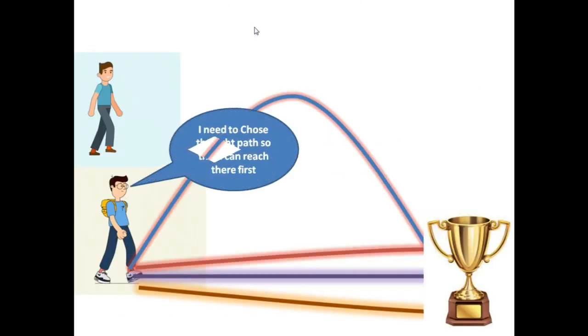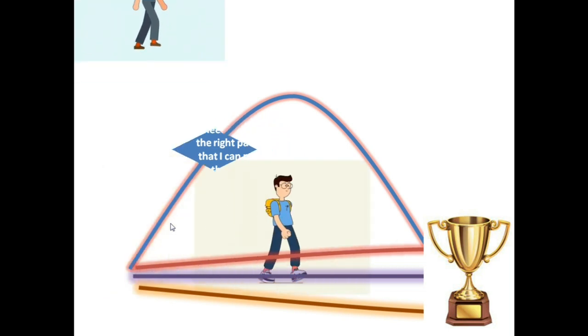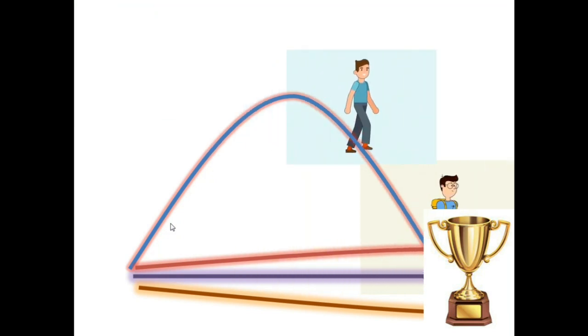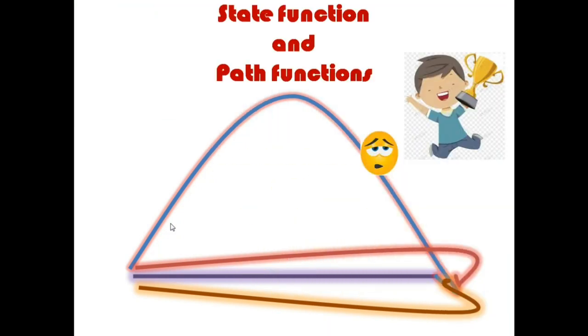Now let us move to the next topic, that is state function and path function. So see, there are two boys and one trophy. One of them is thinking, I need to choose the right path to reach there, because there are so many paths and he needs to choose the shortest path to reach there. And if he chooses the right path, he can win that trophy. See, both are moving and one boy moves with the right path and he wants the trophy.